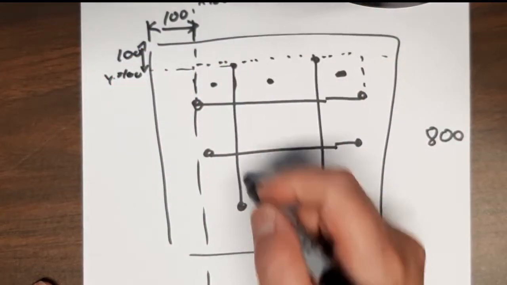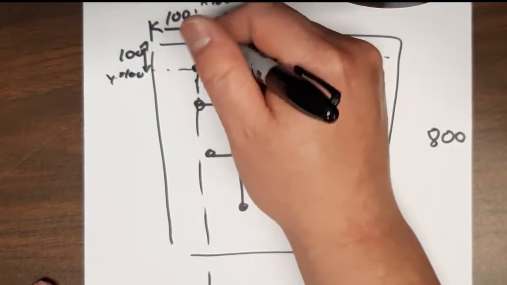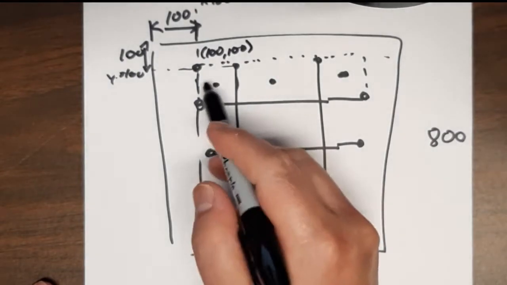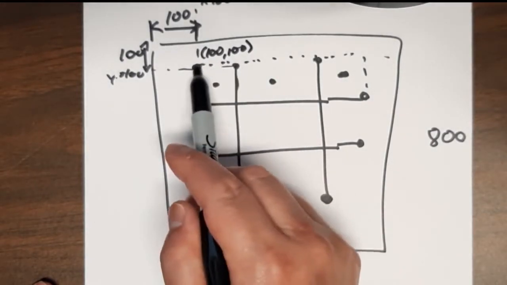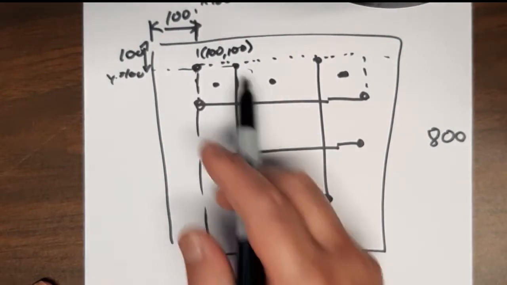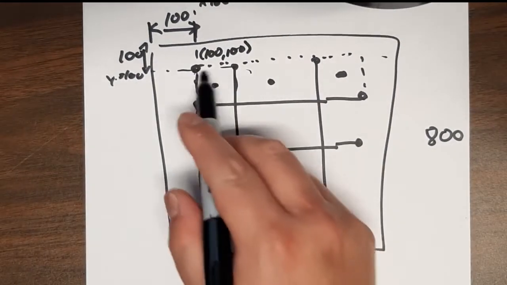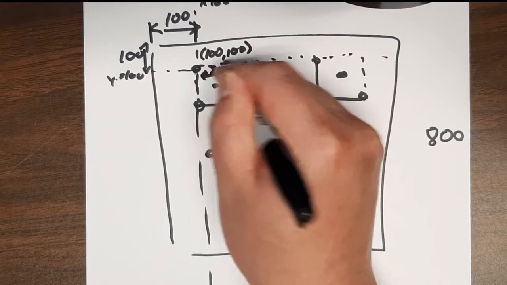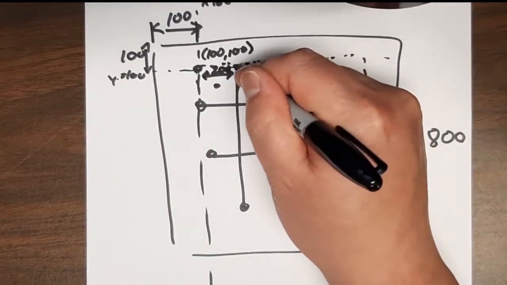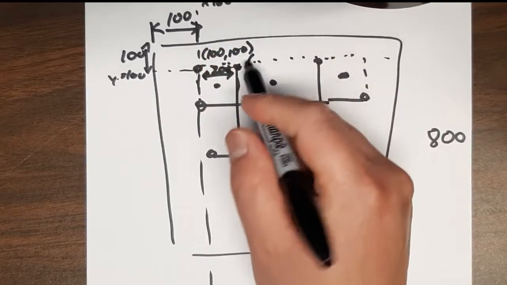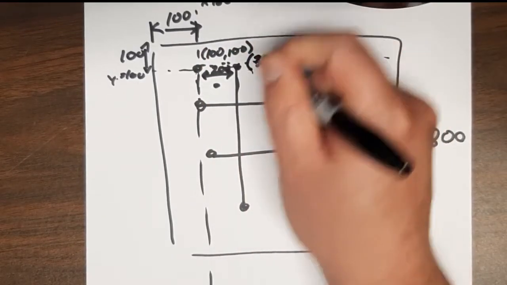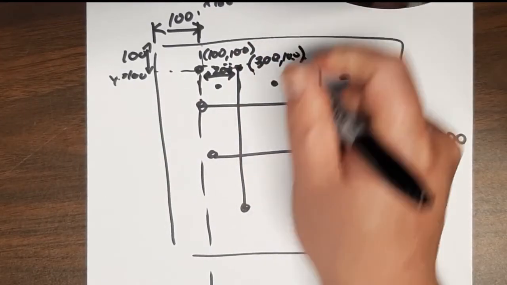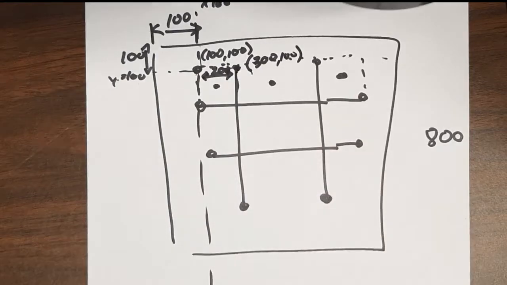So then that means that this corner point is 100, 100, which means, okay, how wide do I want this square to be? Say I want this to be, I'll say, 200. Okay, so that means that this point is going to be 100 plus 200, that's 300, and then y is still 100. So you're going to start drawing this line at 300, 100.